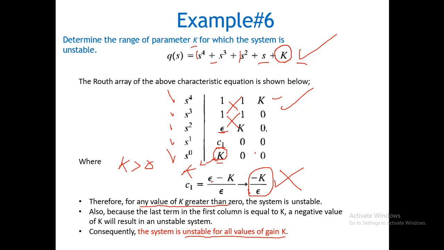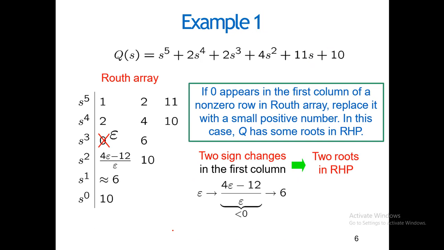Because we have to satisfy both of these conditions. The first condition was c1, and the second condition was the last term k. From c1 we got that the value of k should be greater than 0, and for the last term we saw that the value of k should not be less than 0. So we are left with no other choice. So we concluded that the system is unstable for all the values of k.